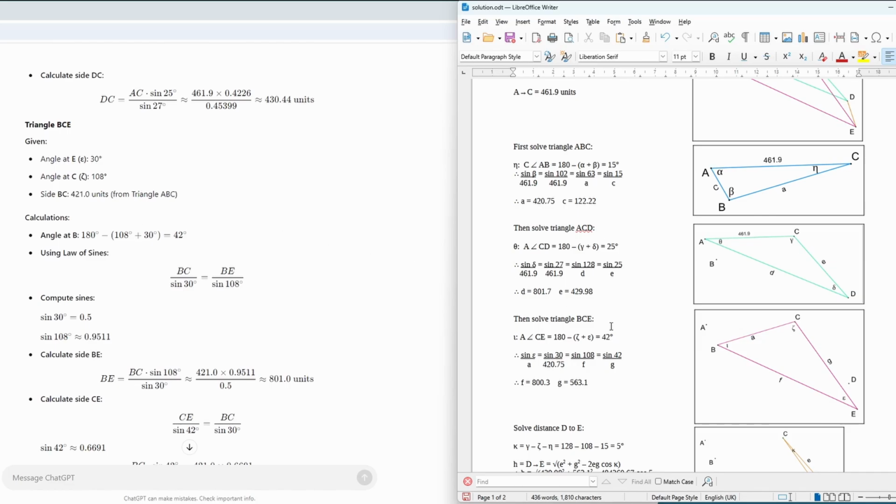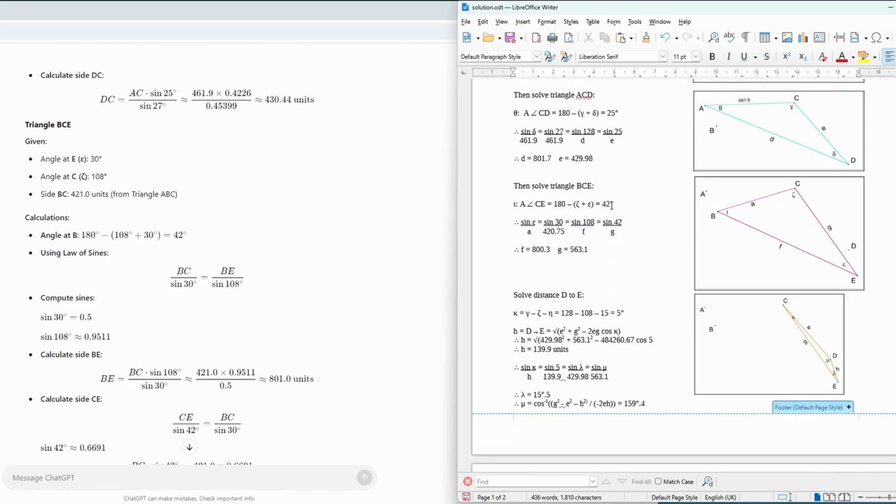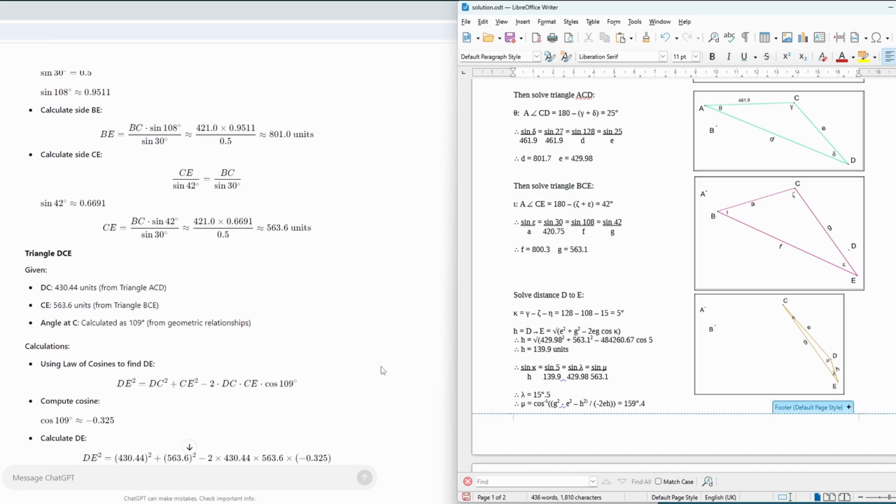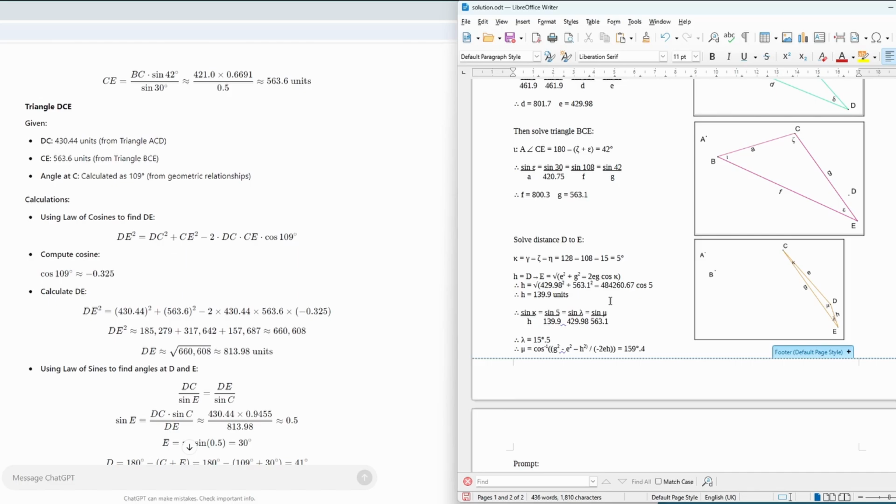Then we're coming to triangle BCE. Again, we do a calculation to calculate the remaining angle, and it's getting 42 degrees for the angle at B, and I'm getting 42 degrees as well. That's good. So far, so good. Law of sines again. It calculates B to E, which is my F, as 801. I get 800.3. And C to E, which is G in my diagram, I'm getting 563.1, and it's getting 563.6. Again, close enough. So far, so good. Now we come to triangle DCE.